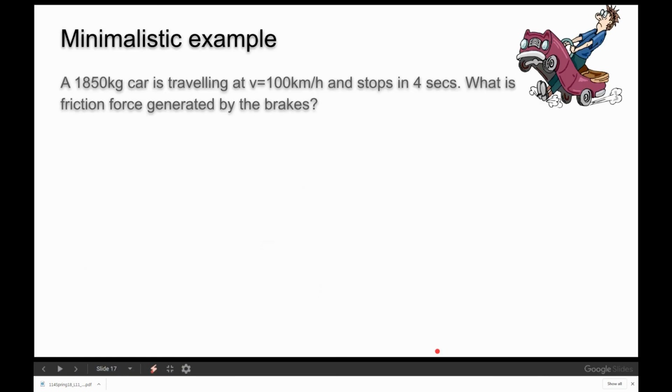Here is what I call a minimalistic example. I'm eliminating all the diagrams and all the intermediate steps, and I'm just trying to keep it without all that, because hopefully all the diagrams help, but at the same time, they can add confusion. So we have a car at 1,850 kilograms. It's traveling at full highway speed and stops in 4 seconds. What is the friction force generated by the brakes?